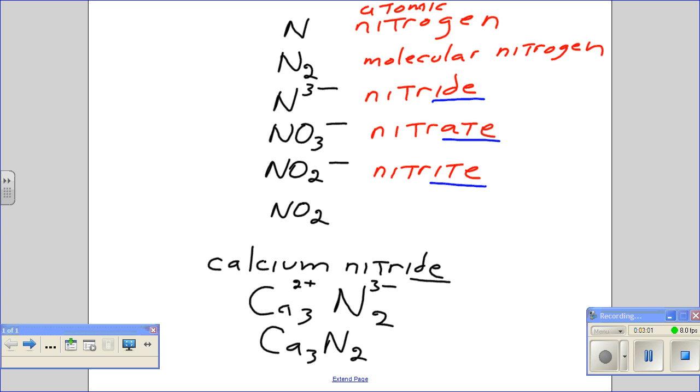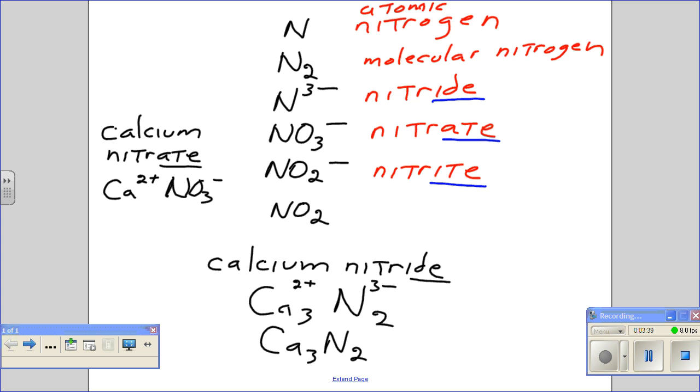Now, on the other hand, I just wanted to get another example in here where there's room. If I had calcium nitrate, the ATE ending right here would tell me that it's based on nitrate, NO3. So then I would write calcium, which is a 2+, and nitrate, which is a -1 charge. Well, they're going to meet at 2. 2+ times a -1 is going to give me 2.